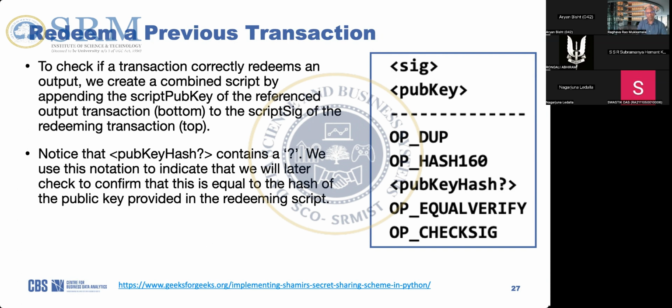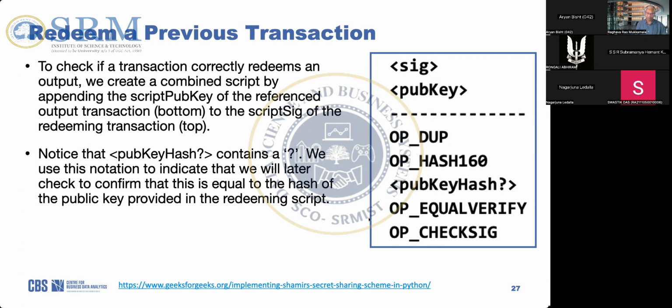We put the script signature on the top, and we put the script public key, the locking script, in the bottom, and the unlocking script on the top. So the whole instruction looks like this. You have OP_CHECKSIG, OP_EQUALVERIFY, public key hash, OP_HASH160, OP_DUP, and then we have the public key and we have the signature. So this is how the scripts are constructed.